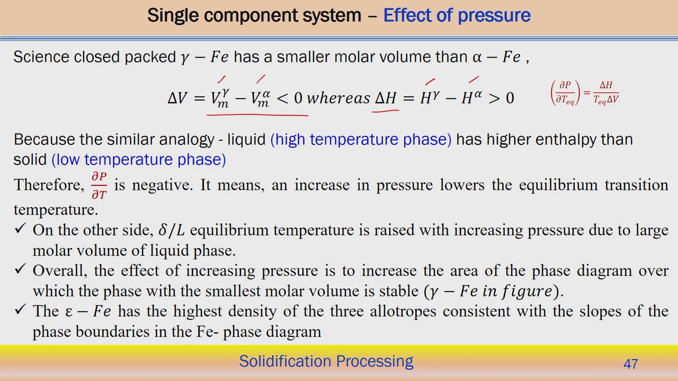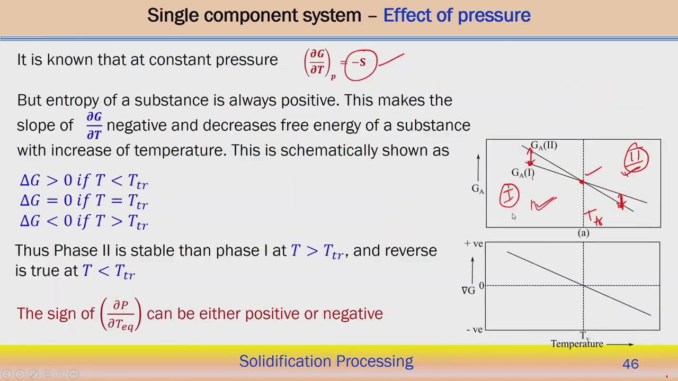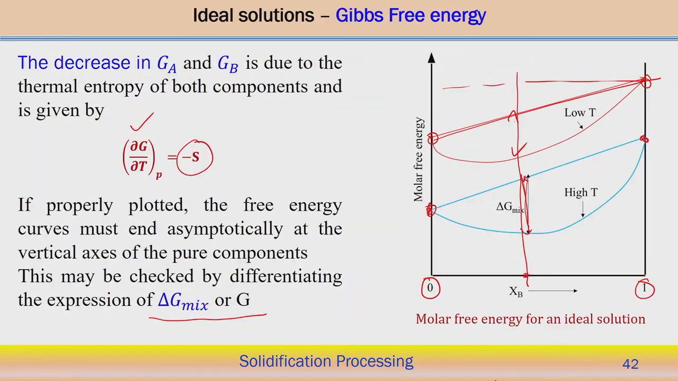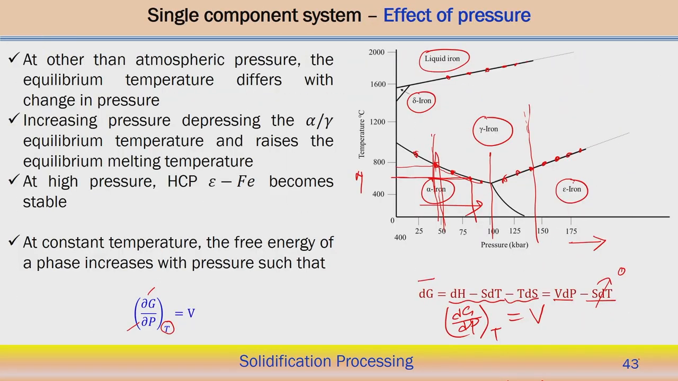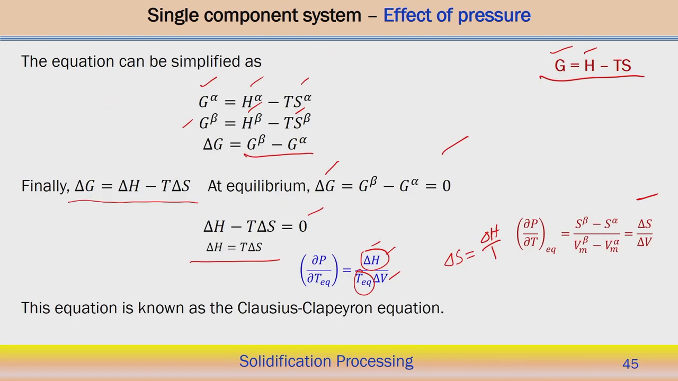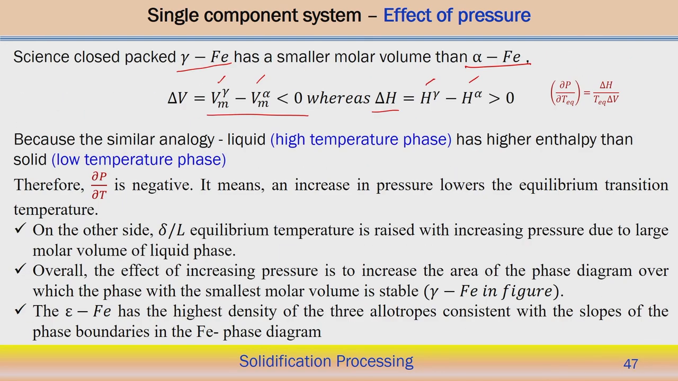So in that sense, the high temperature phase has a higher amount of enthalpy as compared to the low temperature phase. Therefore, we have seen that gamma iron is the high temperature phase and alpha iron is the low temperature phase. We can take the reference of this diagram. Here you can see that alpha iron is the low temperature phase and gamma iron is the high temperature phase. In that sense, the change of enthalpy will be positive.